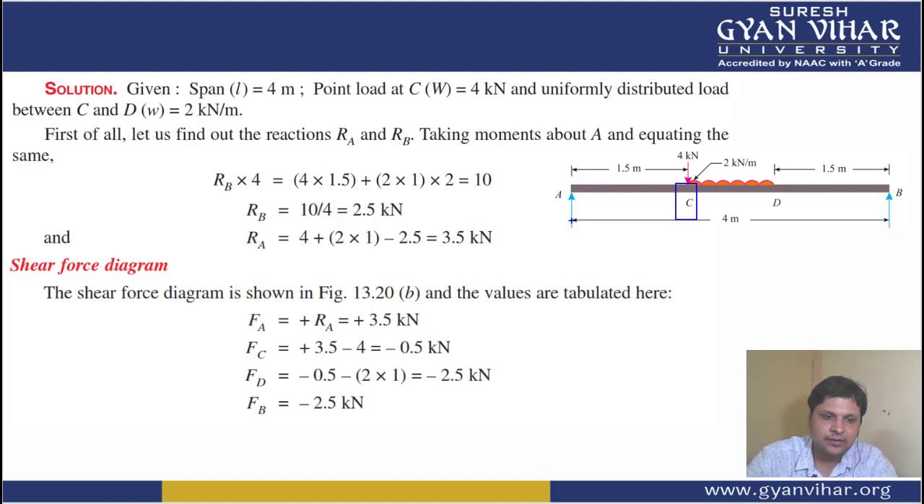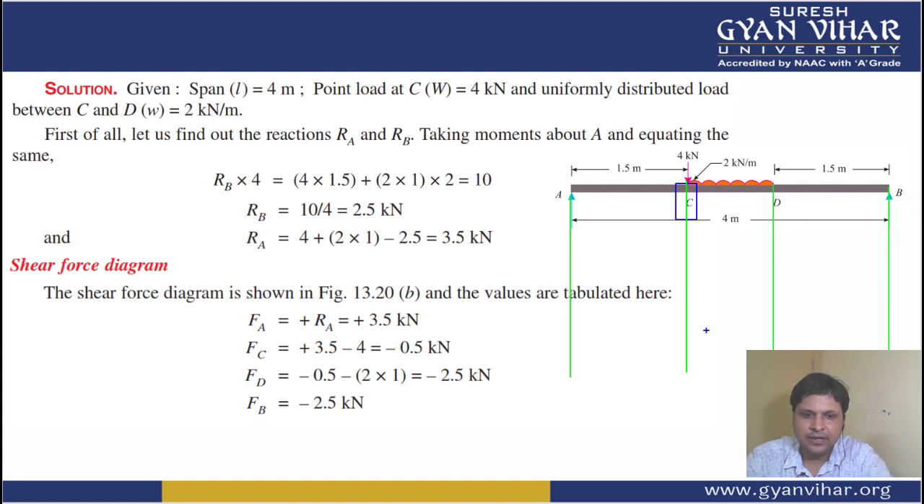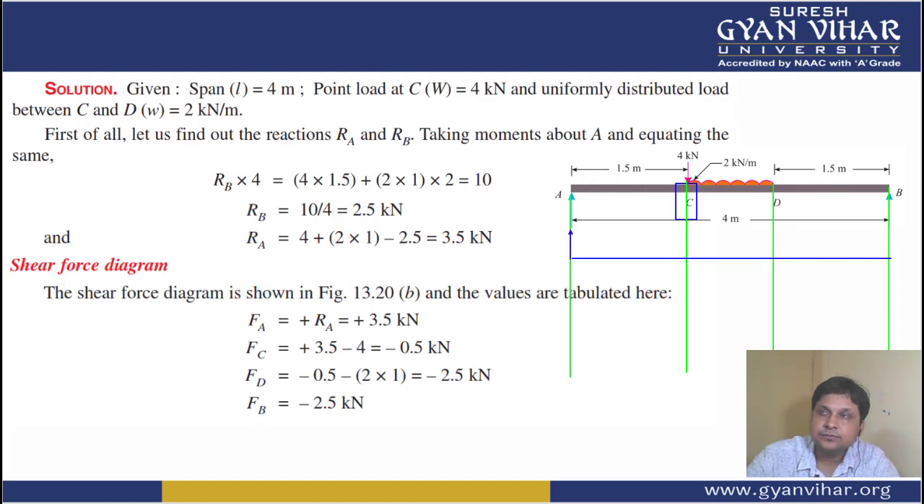So when we draw its shear force diagram, students, let's draw the vertical lines from these points. These are the vertical lines from all the critical sections, and draw the baseline for it. Let this be the baseline for the shear force. So what I was telling you is that at A you have a shear force value equal to 3.5 kilonewton.